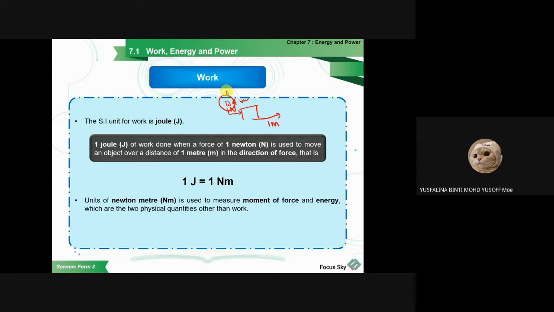Units of Newton meter are also used to measure a moment of force and energy, which are two other physical quantities other than work.